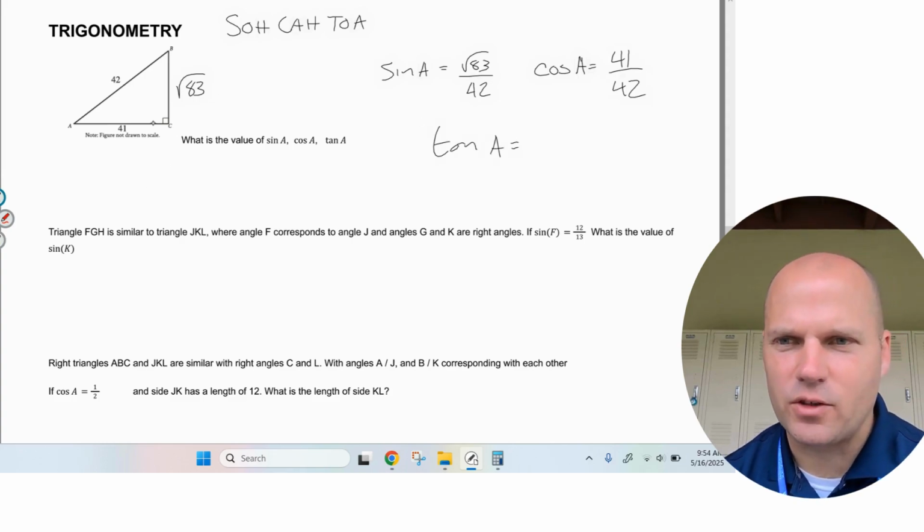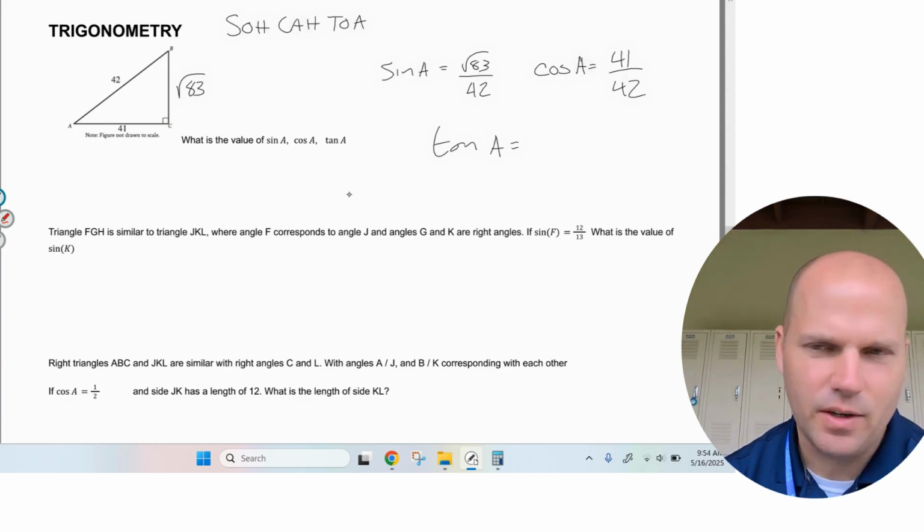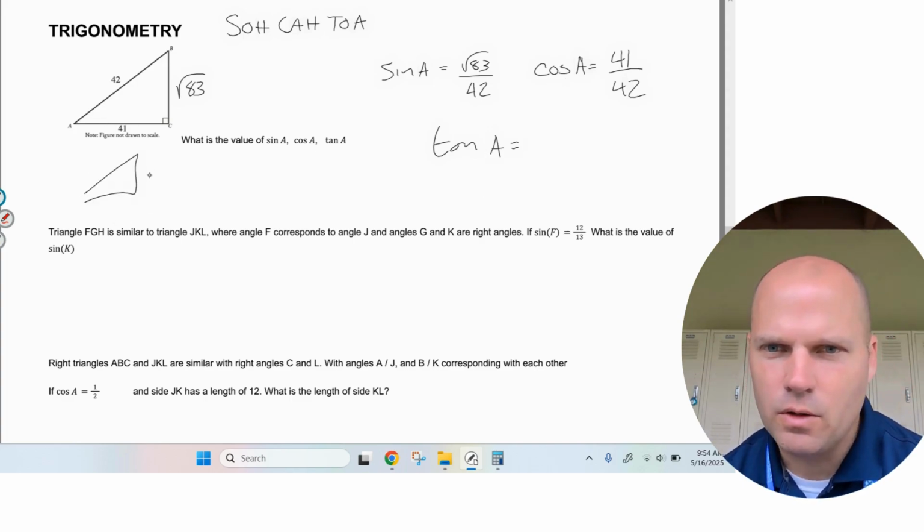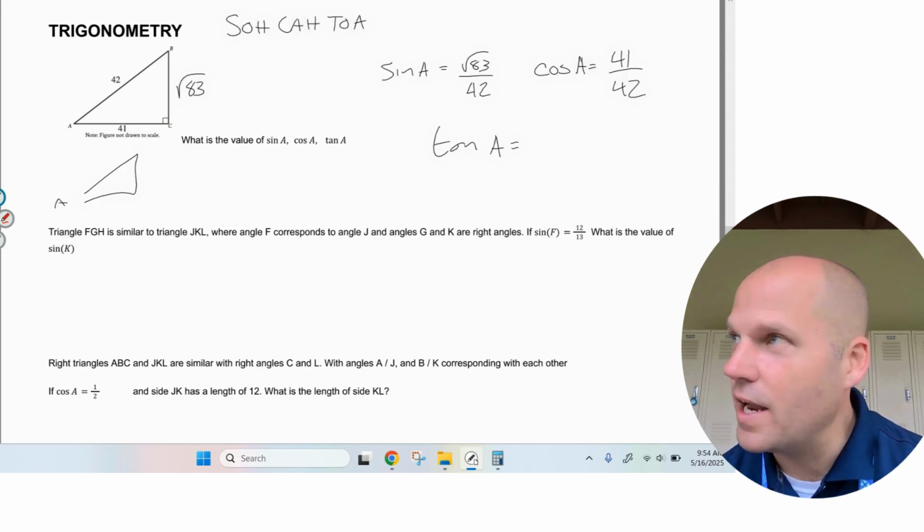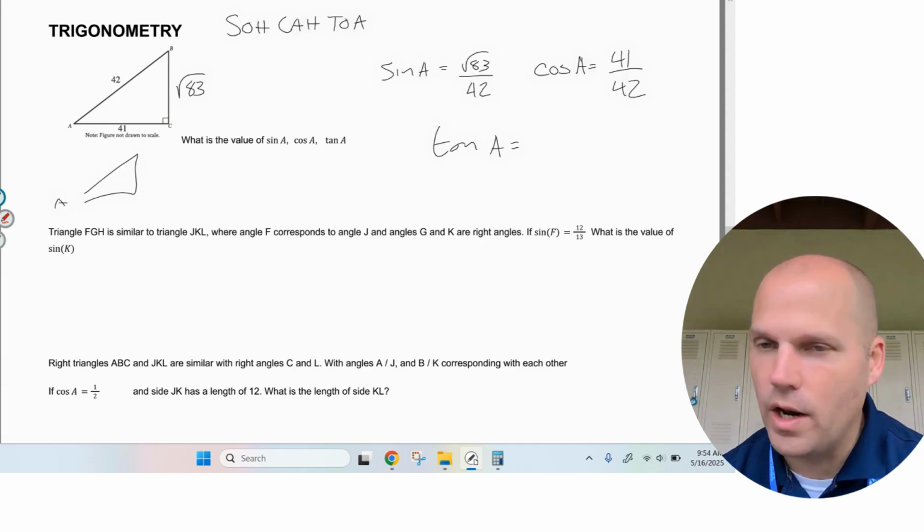All of the triangles with angle A will have to have this ratio. So that means you can also say, if you have angle A, let's say it's smaller, we can have root 83 over 42 and 1.